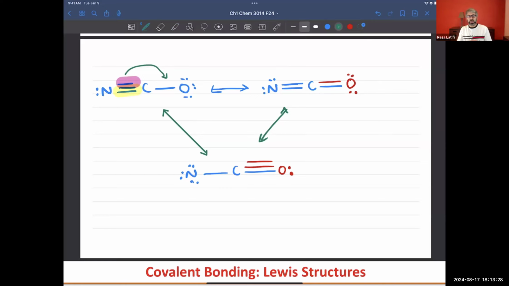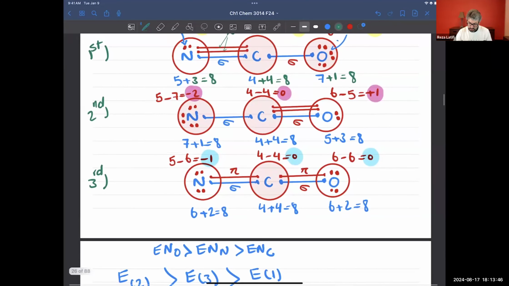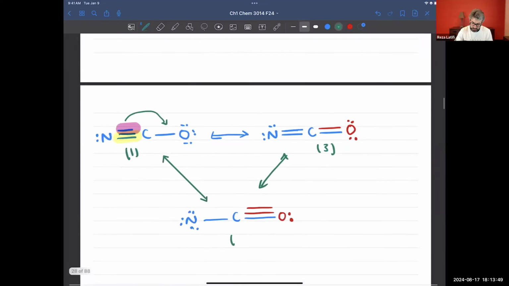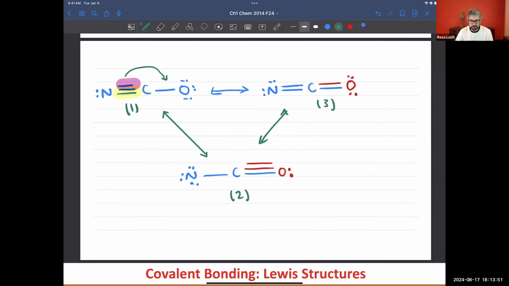So this one was number 1. This one was number 3. This one was, let me double check, number 2, and this is number 3. If you can transfer one Lewis structure to another one by moving the electrons, we say you are dealing with resonance structures.